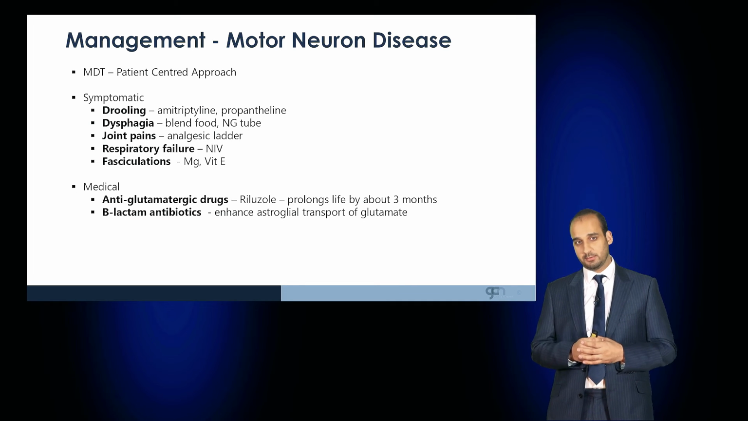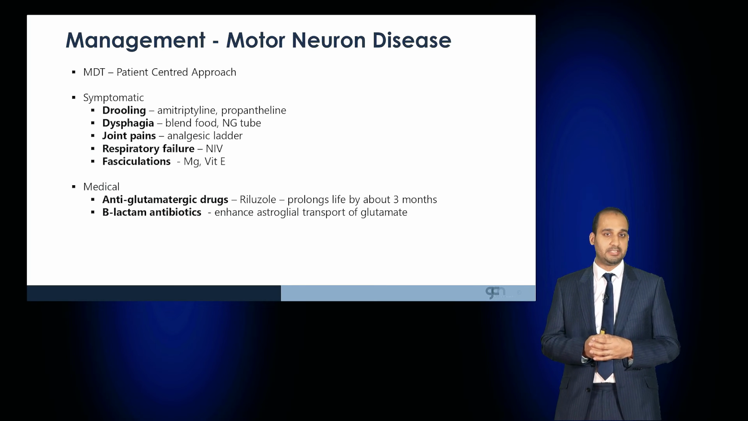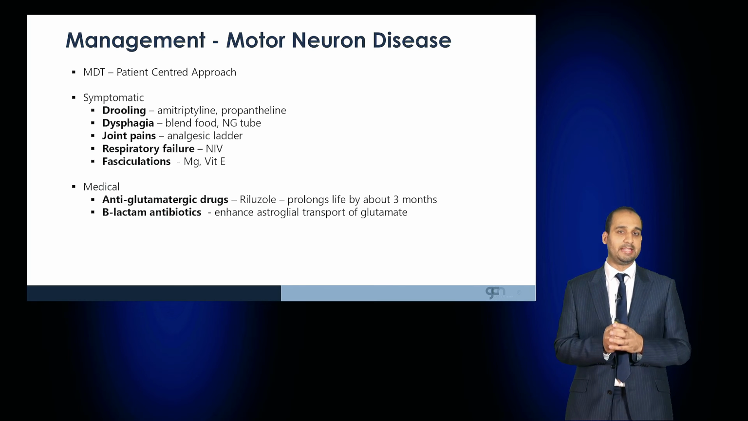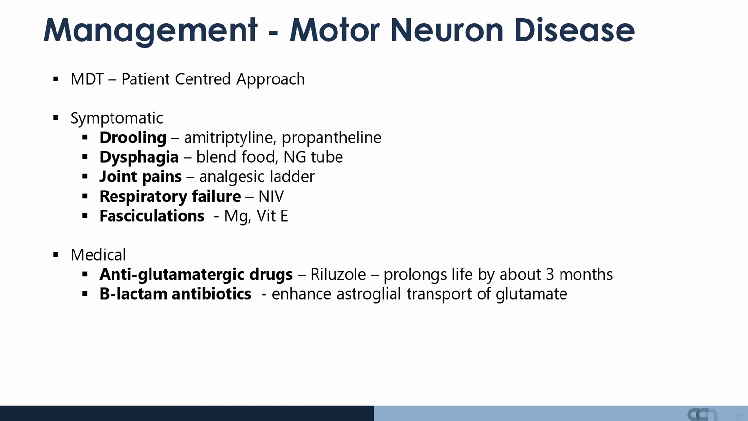Managing patients with motor neuron disease requires a patient-centered, holistic, multidisciplinary team approach, and symptoms are managed. Drooling can be managed with amitriptyline or propantheline. Dysphagia can be managed by blended food or nasogastric tube with input from the dietitian.